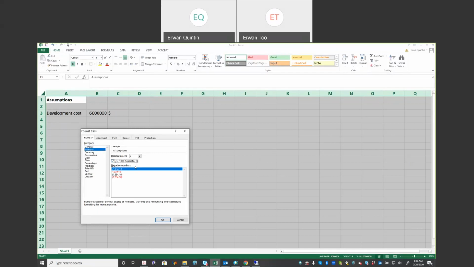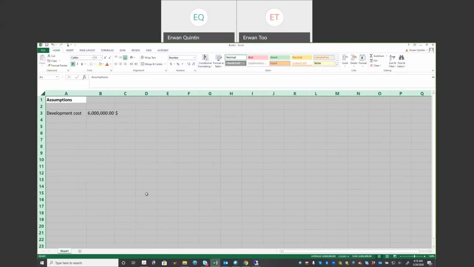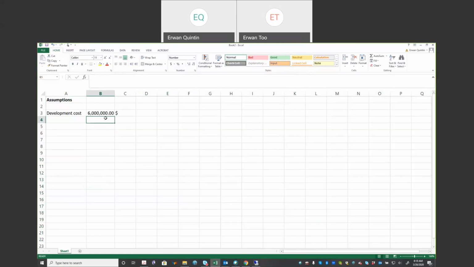So just so I don't have to stop to format everything all the time, I'm just going to format the entire space that we're going to use. So there we go. And so now my development cost shows as a nice number with 2 decimals. And so again, the development cost is $6 million.